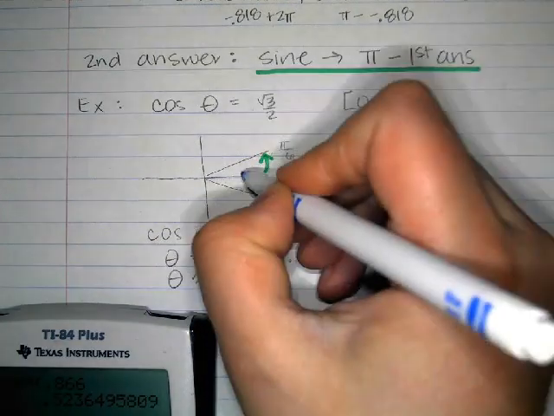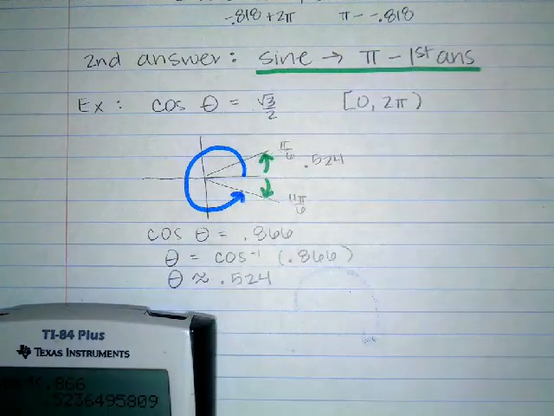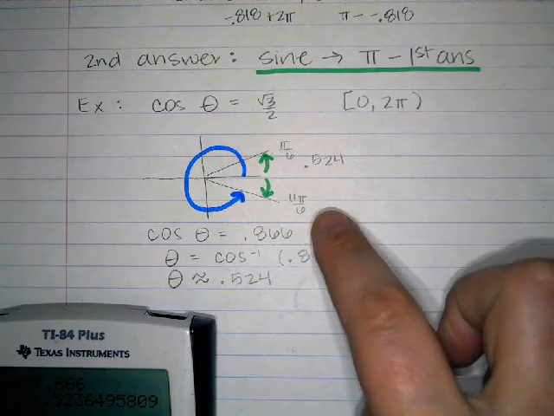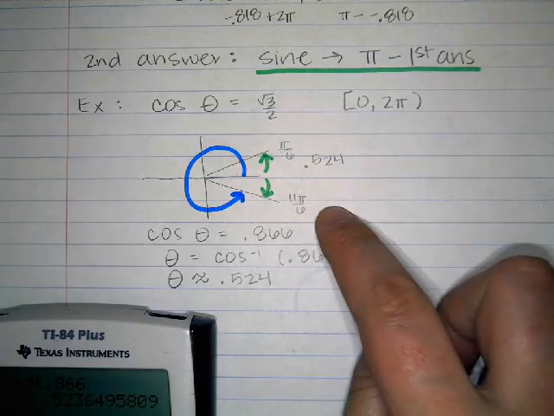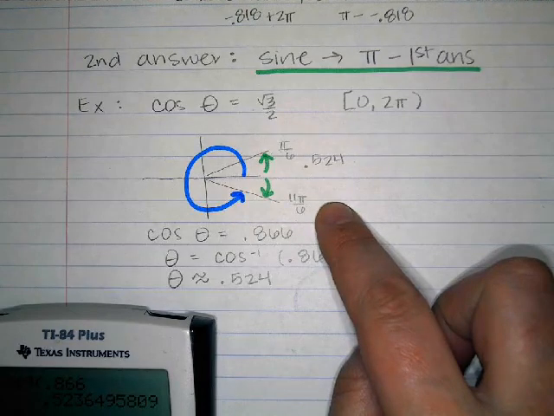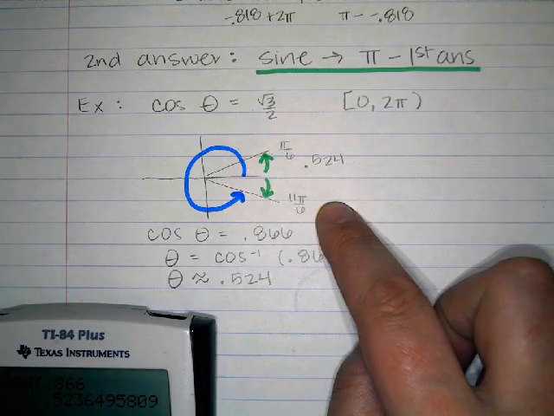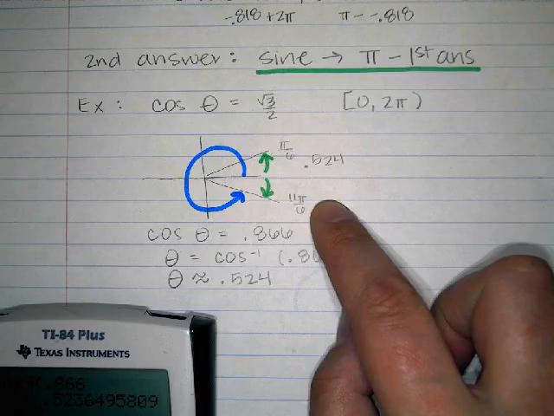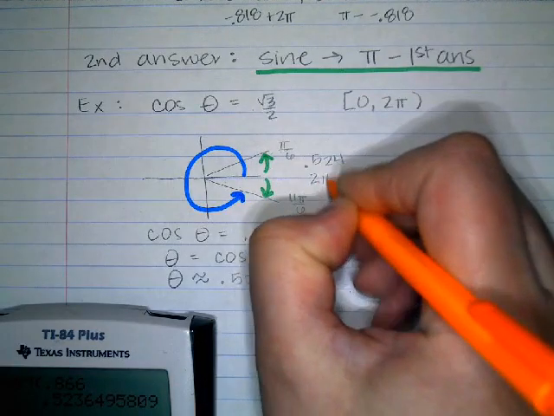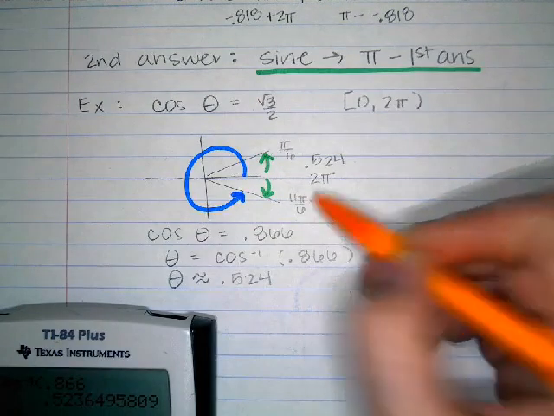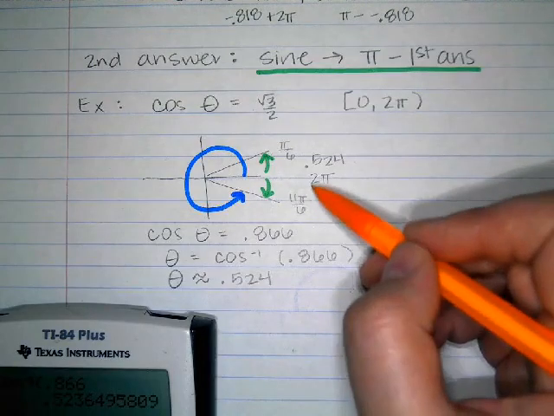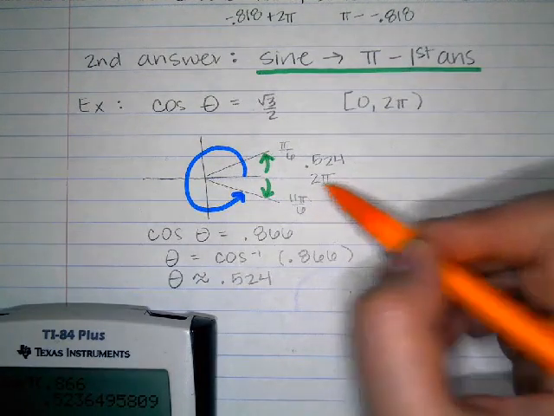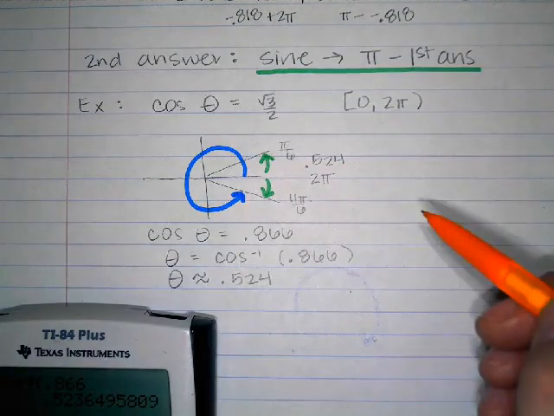So if I want to get the decimal for 11 pi over 6 on my calculator, how do you guys think I'm going to get it? Not add, I'm going to subtract. What am I going to be subtracting? I'm going to take the full circle 2 pi, and I'm going to subtract off the decimal that I just had. So if I take the full circle 2 pi and subtract off the 1/6, then I get 11 pi over 6, right? Or if I take 2 pi and subtract off 0.524, I'm going to get the decimal that I want. So my second answer is going to be 2 pi minus the first answer.